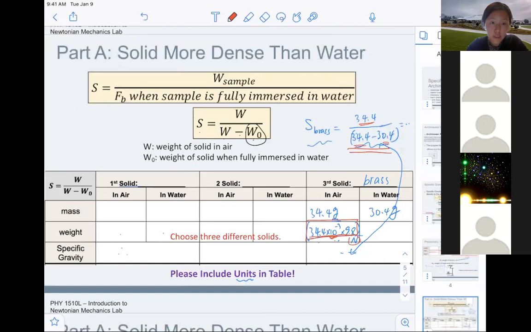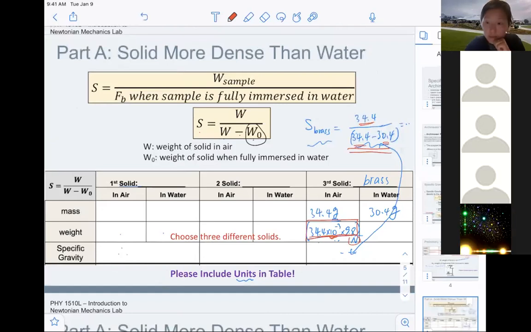When your object is more dense than water, you can simply immerse it in water and read the number on the scale directly. Let me go ahead and find our video and we can take a quick look at our data collection for part A.